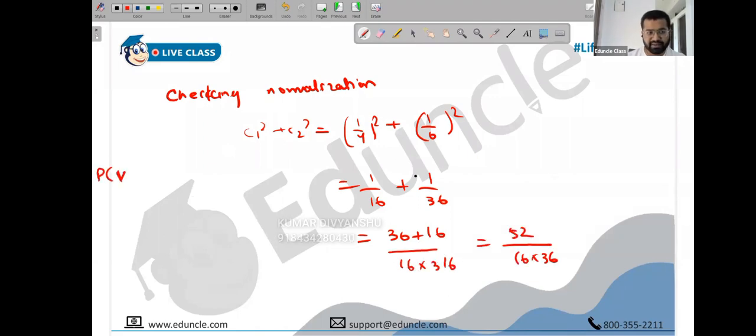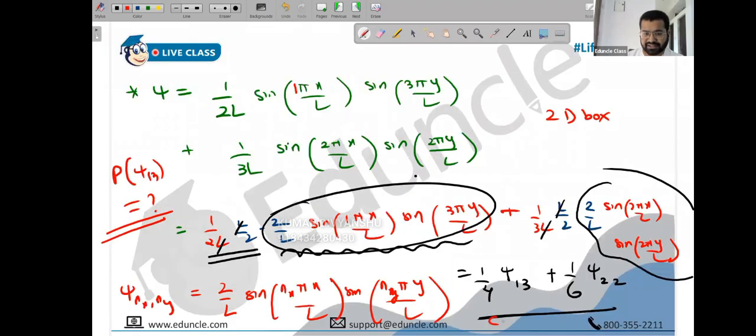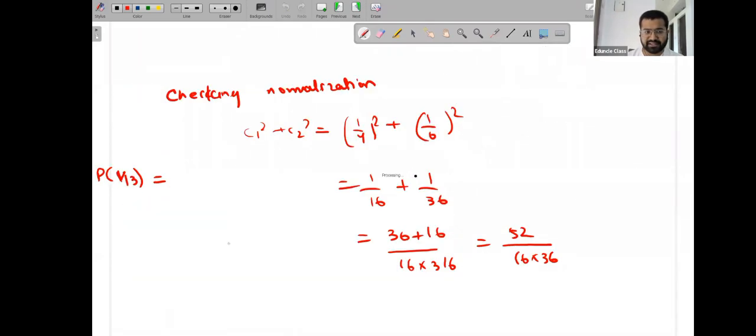We want the probability of finding the wave function in psi 1 3. So that's the first one. So psi 1 3 is the first one. You can call this c1, you can call this c2. Okay, so c1 is 1 by 4, c2 is 1 by 6. So what will be the probability, people?